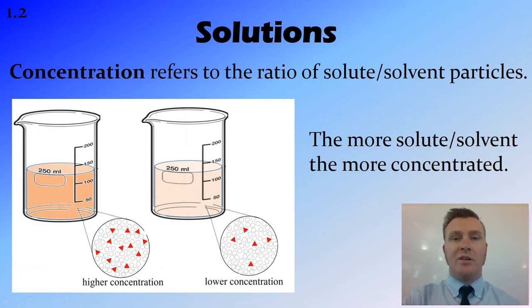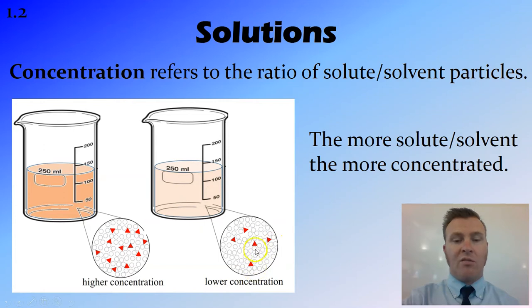Now, concentration refers to the ratio of solute to solvent particles. So here we've got two beakers, and we can see that one's a lighter color than the other one. Now, this is fine for solutions where the solute is colored and you can actually see them. But as I said, there are some or many solutions where the solution is going to be clear. So for example, salt or sugar. So the more solute to solvent there is, the more concentrated a solution it is.